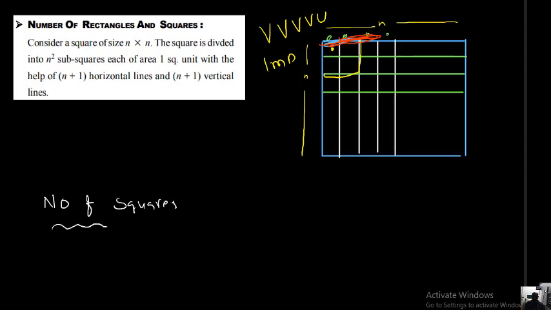Students, number of squares means number of squares of side 1 unit, number of squares of side 2 units, number of squares of side 3 units, and so on. First of all, students, I will explain through examples. For example, this is a square of one side. How many squares are involved in this square? I can say only one. What is the area of that square? 1 by 1 area. And how many? 1. For example, take a square of 2 units.